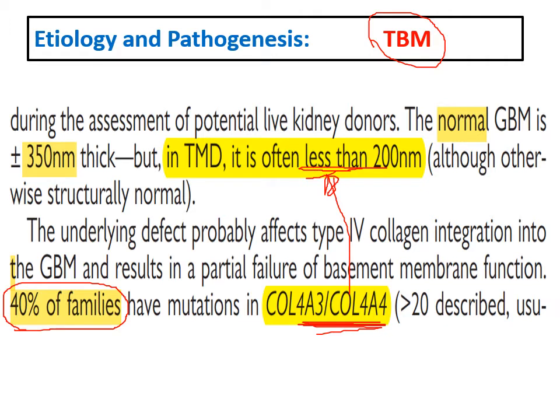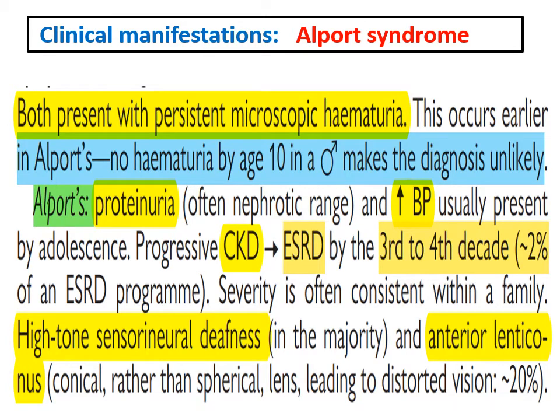The normal thickness of the glomerular basement membrane is around 350 nanometers, but in thin basement membrane disease it is less than 200 nanometers, as we are going to see in a few slides. Let's talk about the clinical manifestations of both diseases. We will start with Alport syndrome.